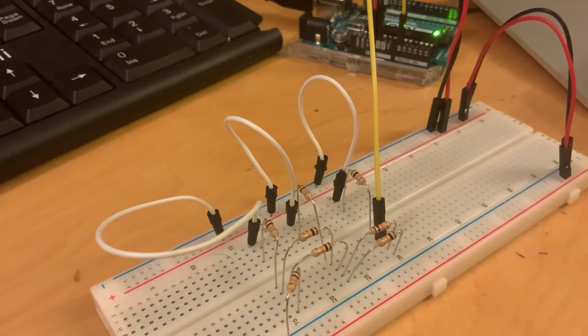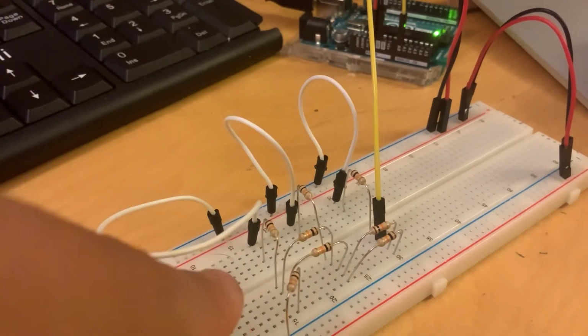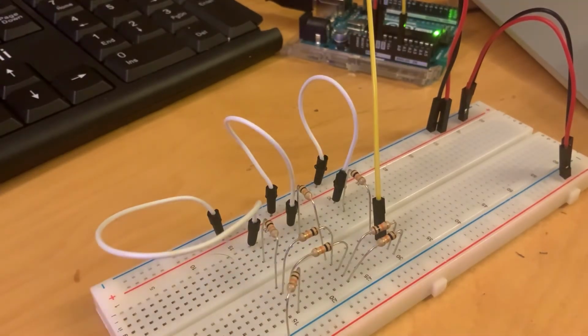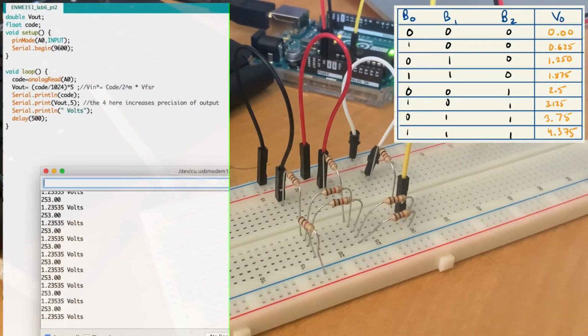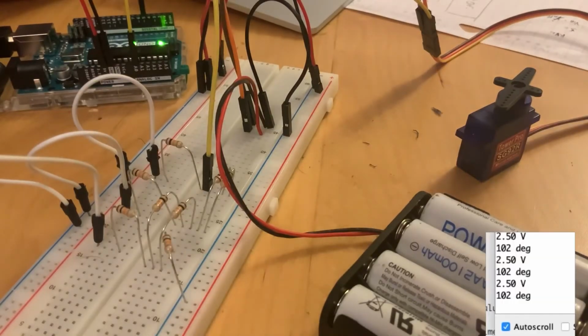If we needed a smaller step size in the DAC output voltage for a particular application, as in if a change of 0.625 volts was too great a change, then we would simply have to increase the bits on our DAC. So right now there's 3. To decrease the step size, we basically need to decrease the least significant bit voltage. So if we increase to 4 bits instead of 3, we would get a VLSB of 0.3125. All right, 010, now we're reading 1.235 volts.